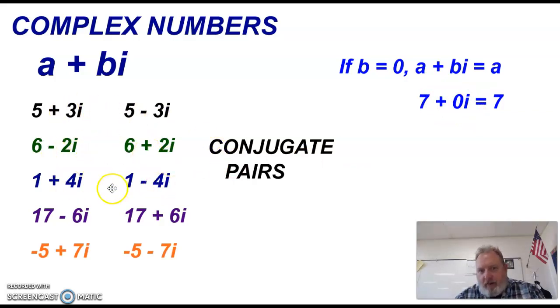These are known as conjugate pairs, each one that you see here. Notice they all have the same first number. The difference is in the imaginary part here. I got 5 plus 3i, 5 minus 3i, 6 minus 2i, 6 plus 2i. So the i numbers are opposites. That's why we call them conjugate pairs. Again, we're going to use this for simplifying in just a few moments. So a conjugate pair will always have the same first number. The sign on the imaginary number will be opposite. And your first number here, the a value, can also be negative. So you see this one here, negative 5 plus 7i, negative 5 minus 7i.